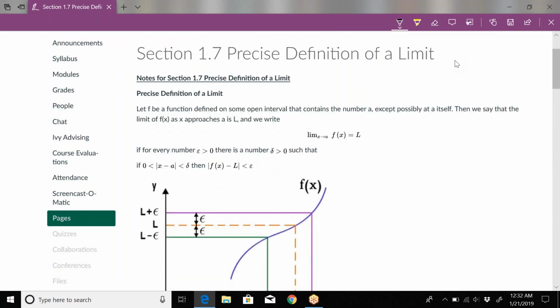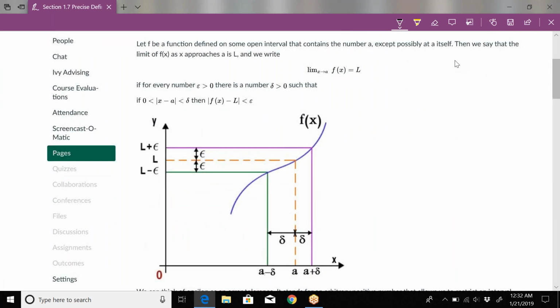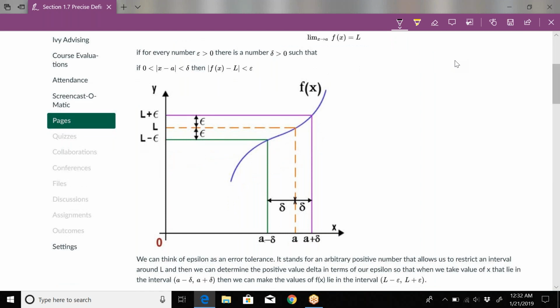It says, let f be a function defined on some open interval that contains the number a, except possibly at a itself, so it could have a hole there. Then we say that the limit of f of x as x approaches a is L, and we write it this way. Remember, the x approaches a should really be below the limit. And we say that's true for every number epsilon. So not only are we picking an arbitrary epsilon, we're saying this is true for all epsilons greater than 0. There is a number delta greater than 0 such that if the neighborhood around a is between 0 and delta, then the neighborhood around the limit should be within epsilon.